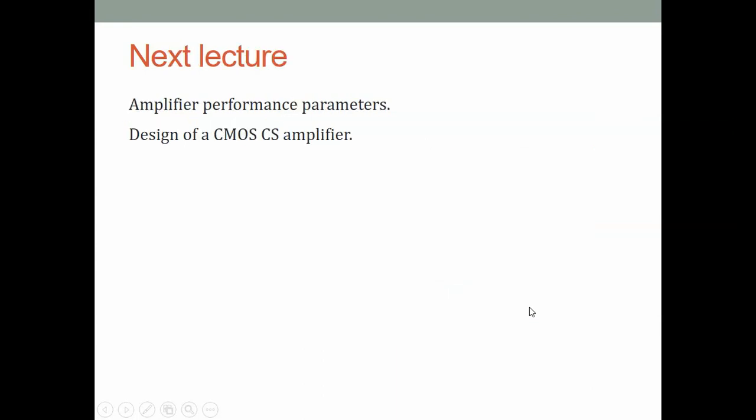All right. Okay, so that is the end of this lecture. Next lecture we'll talk about amplifier performance parameters, input resistance, output resistance specifically, and then we'll do a quick design of the CMOS common source amplifier we have just studied.